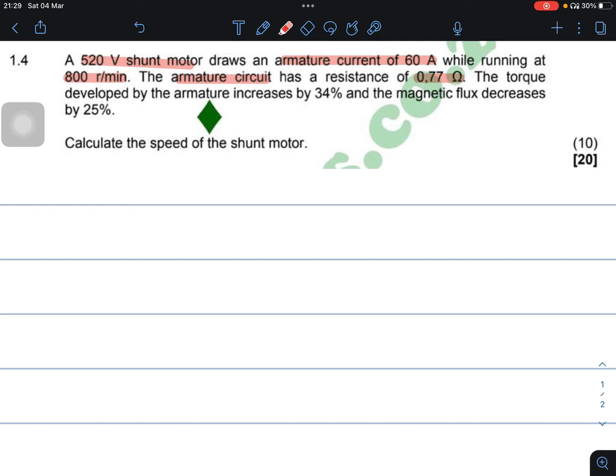The torque developed by the armature increases by 34%, and the magnetic flux decreases by 25%. Calculate the speed of the shunt motor. Okay, guys, let us write our givens now.